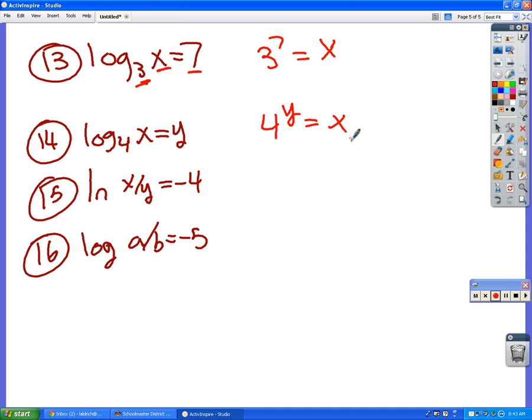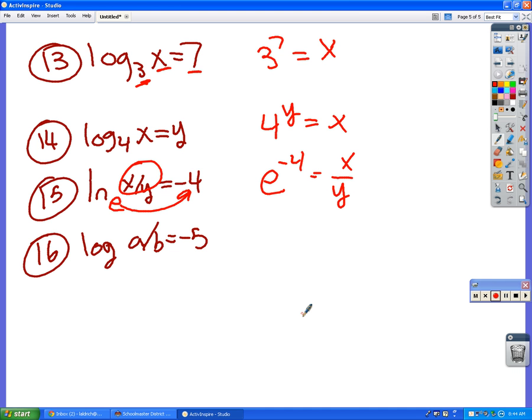It's 15. Would that be e to the xy? Ooh, close. E, because it's natural log. So negative 4 equals x over y. It's this number to this power equals that. Would you switch it to 4 if it's negative? I could make it 1 over e to the 4th equals x over y if I wanted to. I just wasn't sure. You can leave it like that, I guess. The e is because it's a natural log.